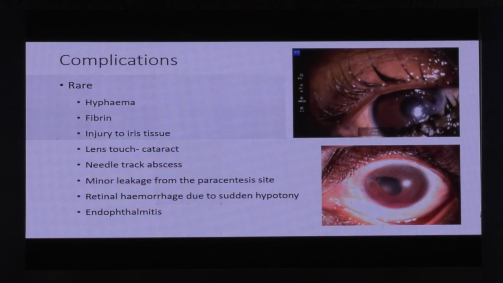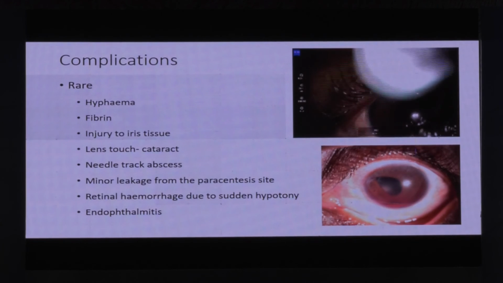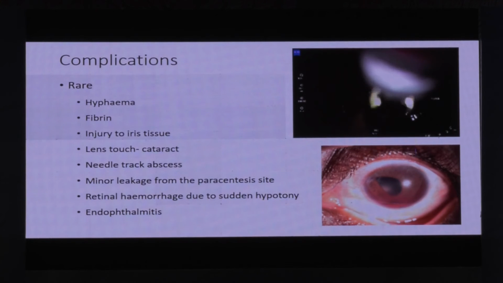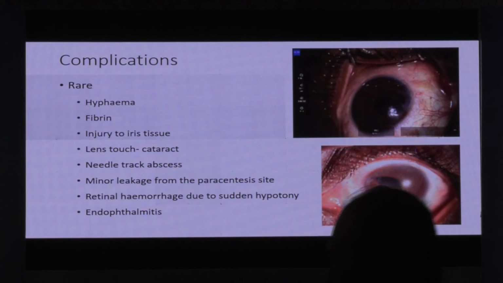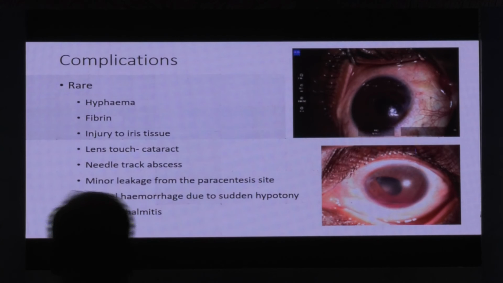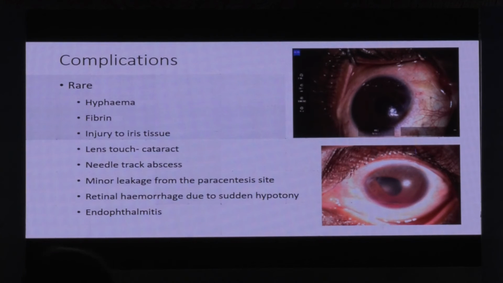You can see fibrin. You can have an injury to the iris tissue, especially if the anterior chamber is very shallow. You can have a lens touch, so you need to be a little careful. It's very rare if it is done under aseptic precautions, but you can have a needle track abscess. Sometimes if the angle is not okay when you enter, you can have minor leakage from the paracentesis site. And in patients who have very high pressures, when you tap these eyes, you can have a sudden hypotony and you can have retinal hemorrhages. This is a very, very rare complication which can occur.